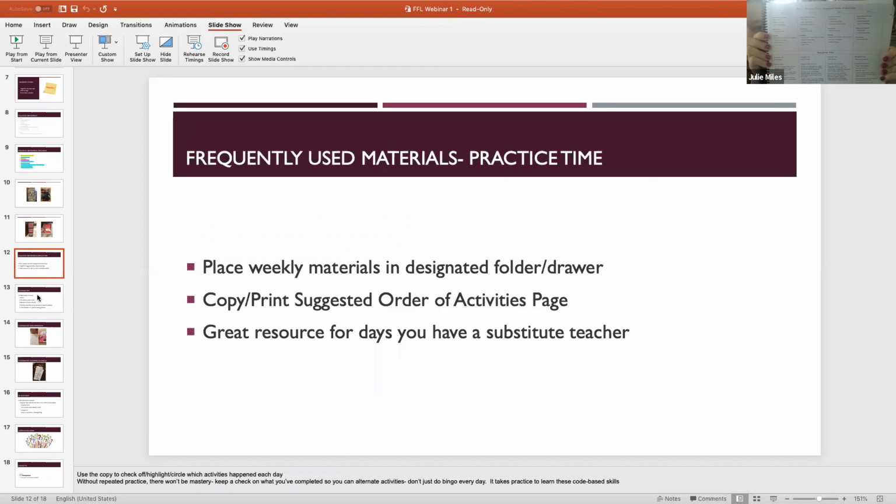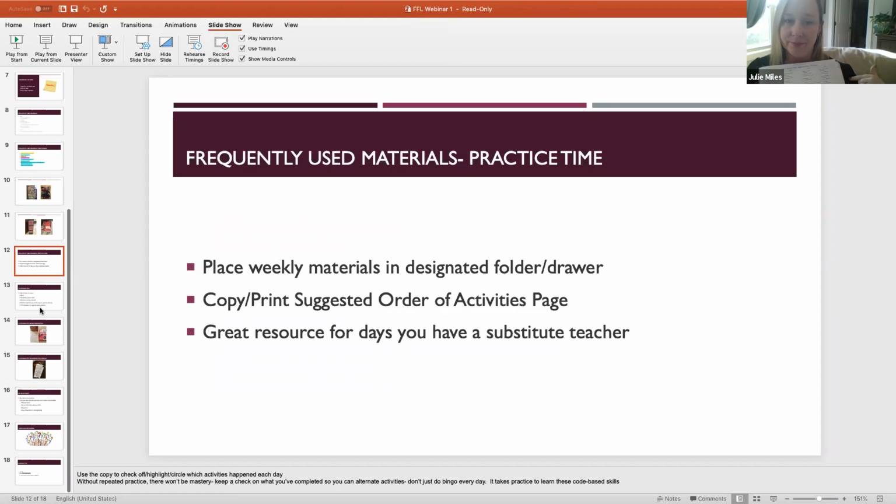It's the same type thing with the practice time. The next page in your manual has a suggested practice time schedule. And it's the same thing. You want to be able to make a note of what did you do on Monday? What did you do on Tuesday? Because the way that they did the schedule, they gave you a lot of options. So you could choose what best fit your daily schedule, but you want to make a note of it because you don't want it to end up that every day you're playing bingo. Repeated practice is necessary for mastery. And each of the different suggested activities helps to build the code-based skills they need for reading. So you're going to want to have a variety.